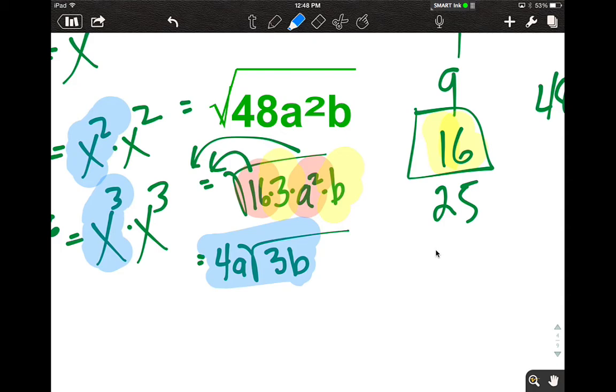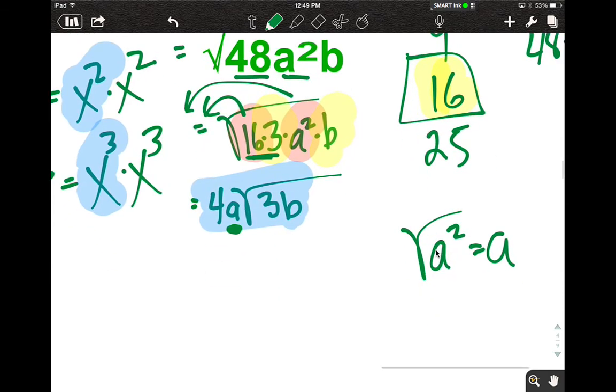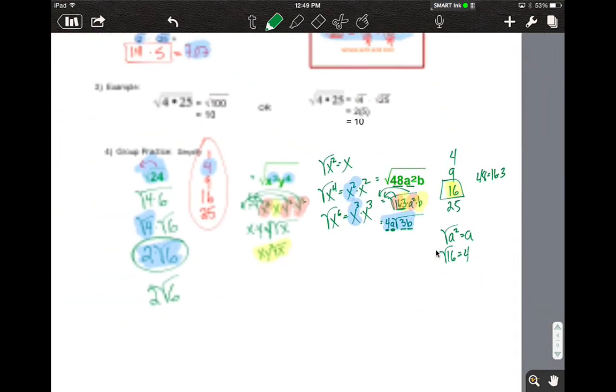Okay, you're looking for perfect squares that are underneath the square root symbol. Instead of writing, let's review. Instead of writing 48, we wrote 16 times 3. Square root of a squared is just a, so that can come out because I applied the square root. The square root of a squared is a. That's why when you pull it on the outside, you're just left with a. Okay, the square root of 16 is 4. That's why when you pull it to the outside of the square root, it's just 4. Okay, 3 doesn't have any perfect square factors inside, and neither does b, so they have to stay underneath.